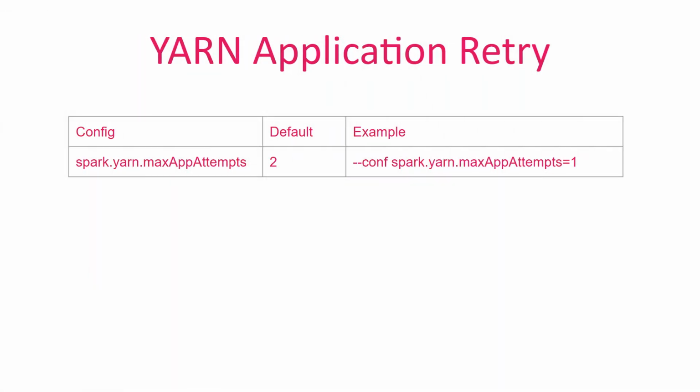Yarn application retry limit. Property yarn.resourcemanager.am.max-attempts. Default is 2, that is including initial run. Example: conf spark.yarn.maxAttempts equal to 1. This stops Spark from relaunching the entire application multiple times.